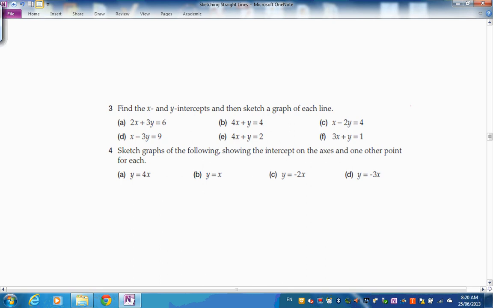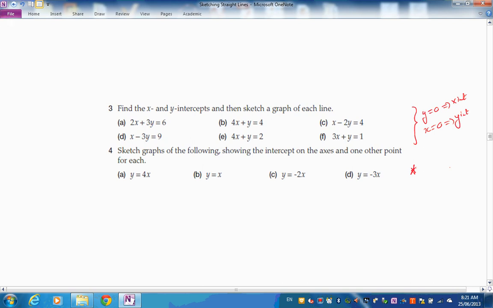Okay, so here they are. This time we won't rearrange. We'll use the x-intercept is when y is 0. That implies the x-intercept, and when x is 0, that will lead us to the y-intercept. So we're going to use that approach now. And then we've got some of these ones here that all pass through the origin. So have some fun with those.